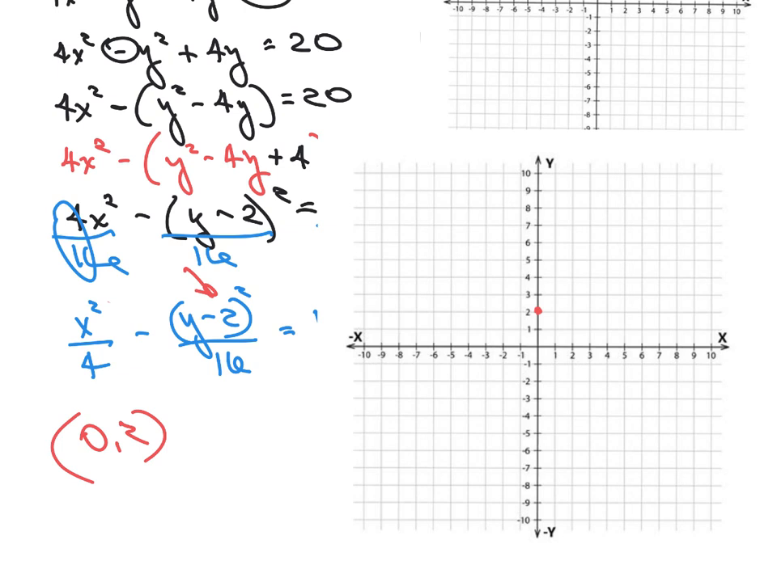And 2 left to right, square root of 4 is 2. Because it's underneath the x, it's going to be left to right 2. So 2 this way, 2 this way. And then I look at this here, and this is a 16, and it's on the y, so that means it goes up or down 4, square root of 16.